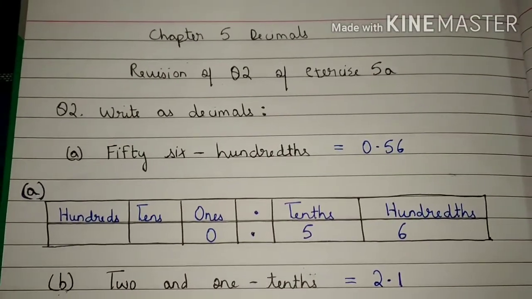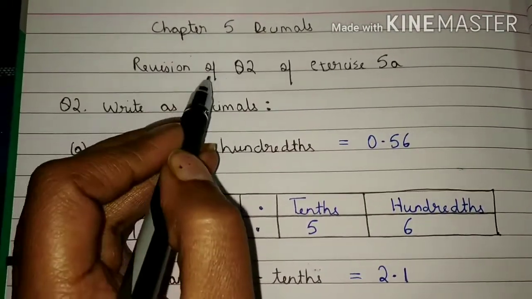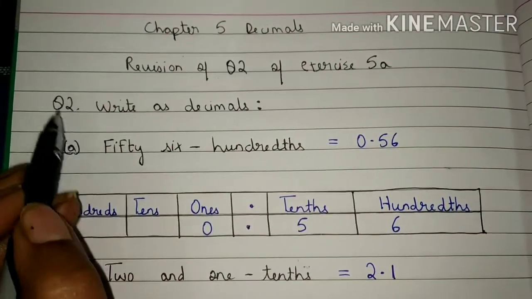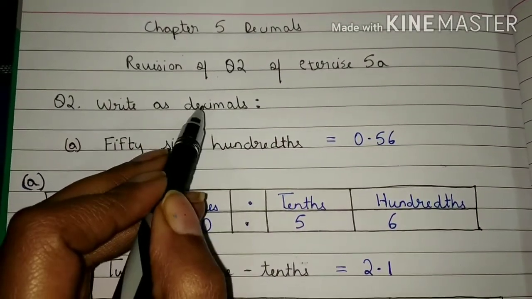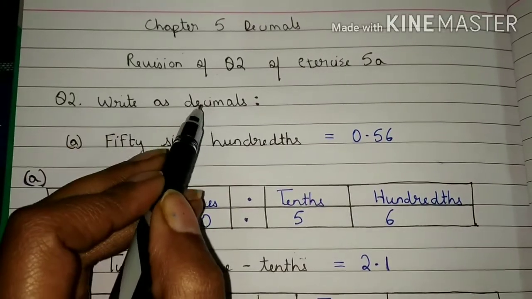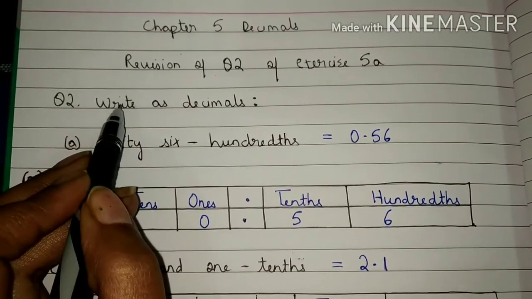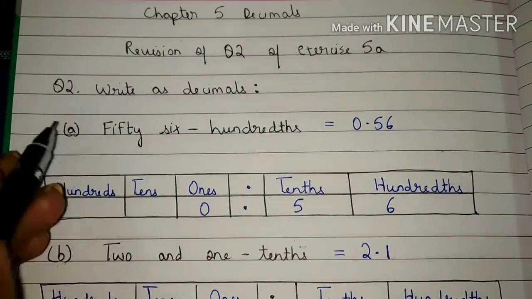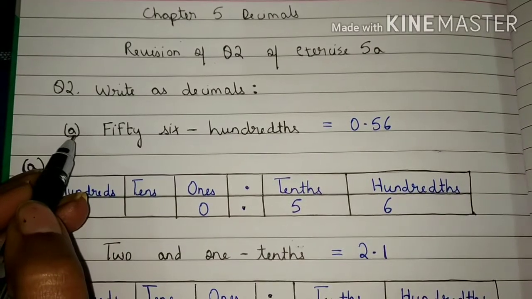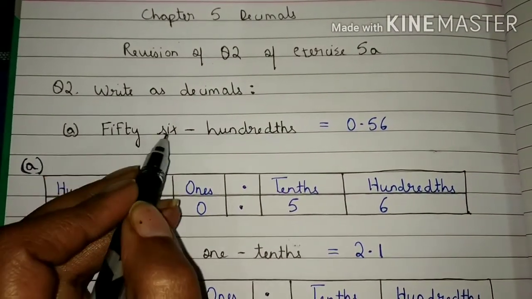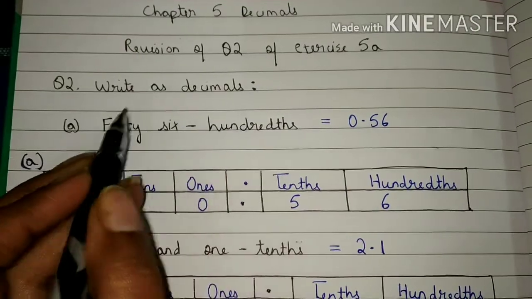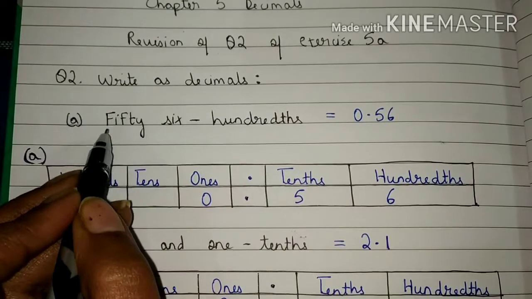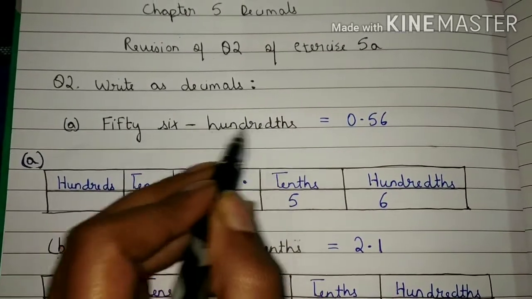Students, today we are going to do revision of question number 2 of exercise 5A. Question number 2, write as decimals. Students, in this question, you are going to write number in decimal form for these number names. Students, now come to A part. Question is 56 hundredth. Students, you are going to write number in decimal form for 56 hundredth.